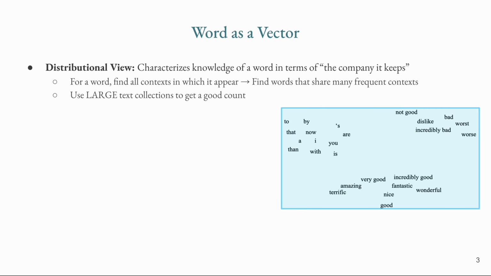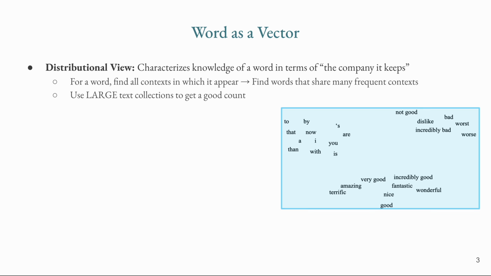An important idea in natural language processing is the distributional view of words. We would want to characterize the knowledge of a word in terms of the company that it keeps. That means we want to represent the word in terms of the surrounding words. This is similar to how, when you read a book in a new language and you don't understand some word, you would read the full sentence that contains that word and try to guess its meaning. Because for a word, we can know information about it through the surrounding words.